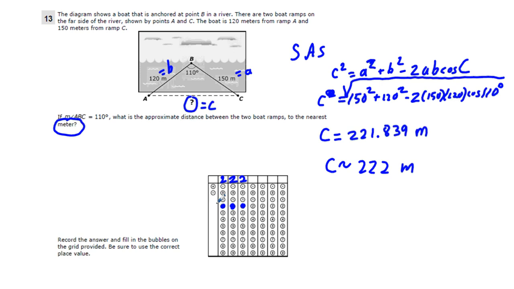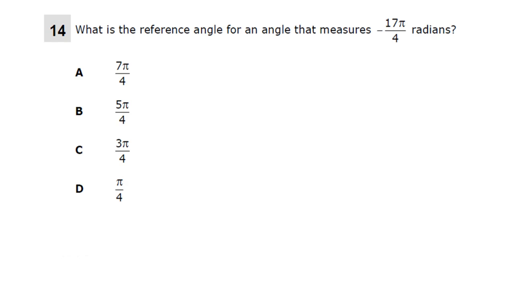Next, we go to a reference angle. Well, reference angles, we've gone over this quite a bit this year. What you're looking for is the closest angle to the x-axis. To me, the easiest way to understand this might be to convert to degrees and multiply by 180 over pi. So we're going to get negative 17 times 180 over 4.